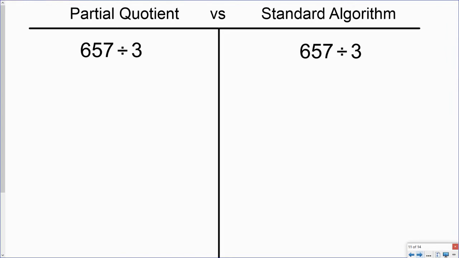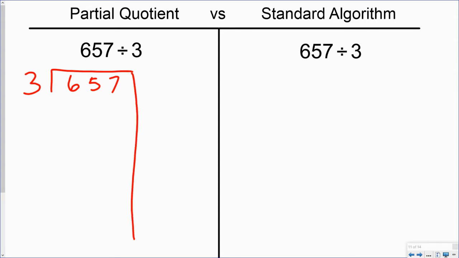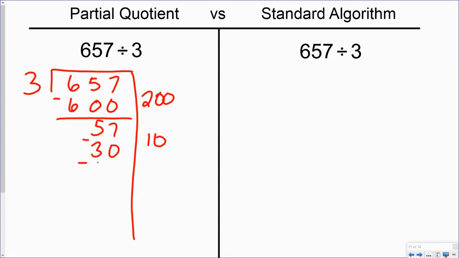So if we set this problem up, we've got 3 and then 657 here. And we bring our line down. So we want to ask ourselves, how many groups of 3 go into 657? Well, about 200 of them do, and that would give me 600. So I subtract that, and that gives me 57 left. How many groups of 3 go into 57? 10. So I subtract 30, and that gives me 27 left.